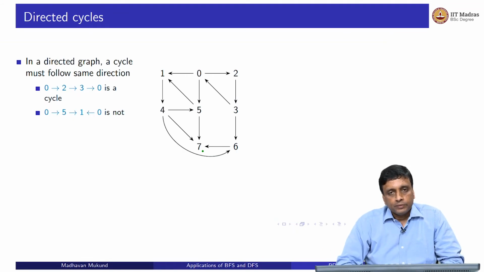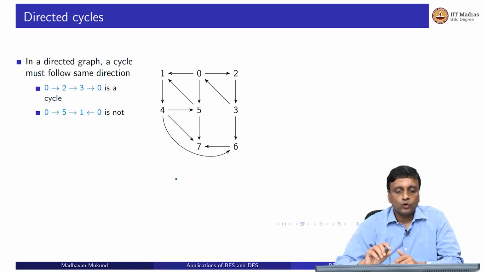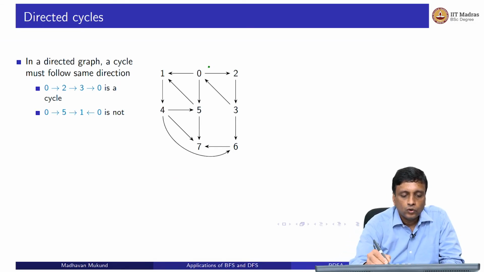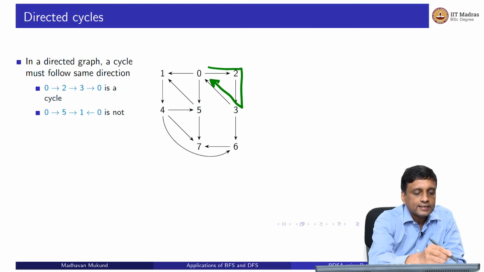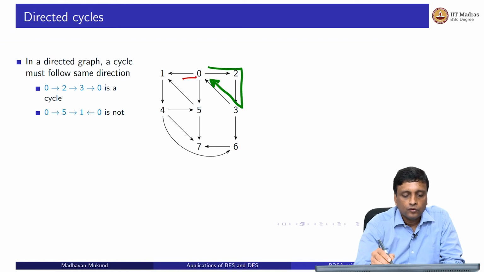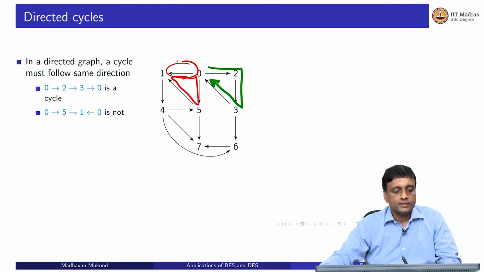So what can we do with these numbers? In the undirected case, we just said the non-tree edges will give us the cycles, but in a directed case, the nature of a cycle is a little bit more complicated, right. So for instance, if I look at 0, 2, 3 and 0, then this is a cycle because it goes around following the arrows. Whereas what looks like a cycle in the picture, 0, 5, 1, 0, is not a cycle because this last arrow is going in the wrong direction. I can go from 0 to 5, I can go from 5 to 1, but I cannot come back from 1 to 0, right. So it's not so straightforward.